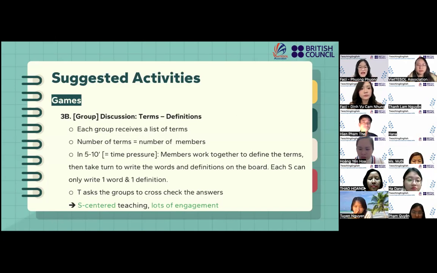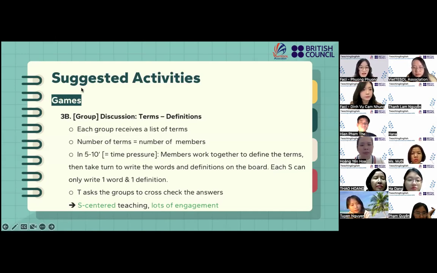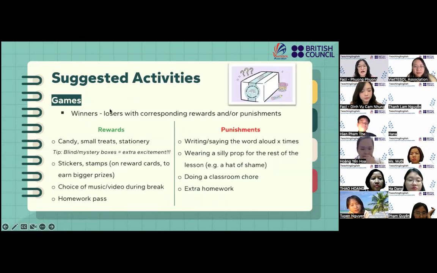Okay, and when the time is over, the teacher can ask the groups to cross-check the answers. Again, we don't want to check the answers ourselves, but we want to let the other students teach the class as well. Teaching is the best way for students to learn things, right? So this will be a more student-centered teaching approach with lots of engagement. And this is about the first strategy for games. So remember, make it competitive.